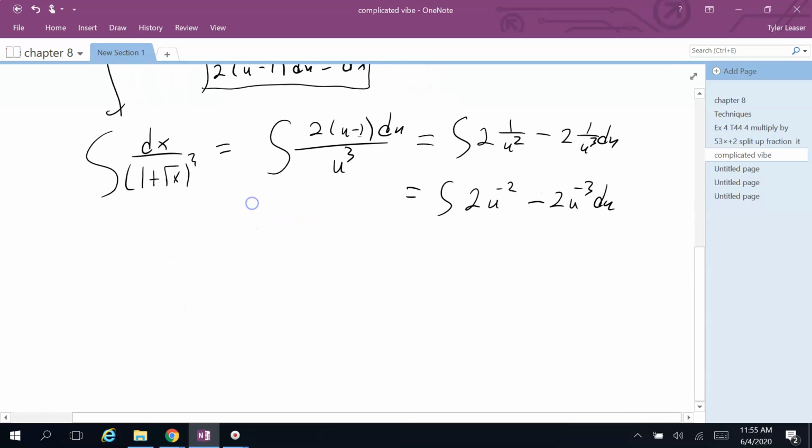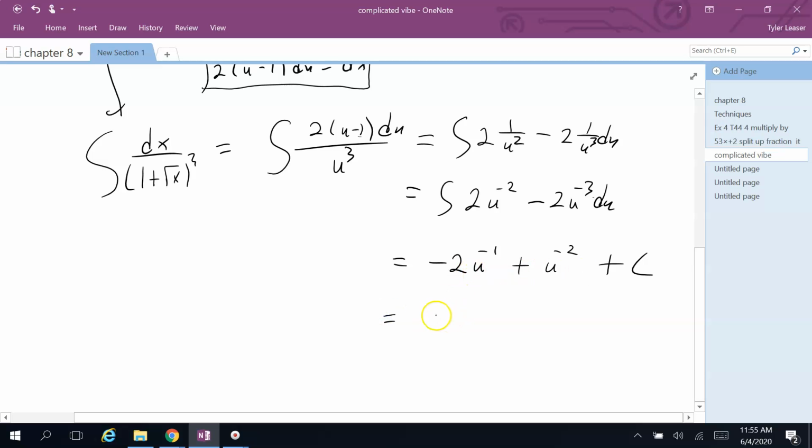All right, these we can find the antiderivatives for. Not too bad, just raising the powers up by 1 and then dividing. So that u to the negative 2 is going to go up to u to the negative 1, and we're going to divide by negative 1. So that has antiderivative of negative 2u to the negative 1. This negative 3 is going to go up to negative 2 and then divide. Negative 2 divided by negative 2 is positive 1. We have that u to the negative 2. Don't forget the plus c.